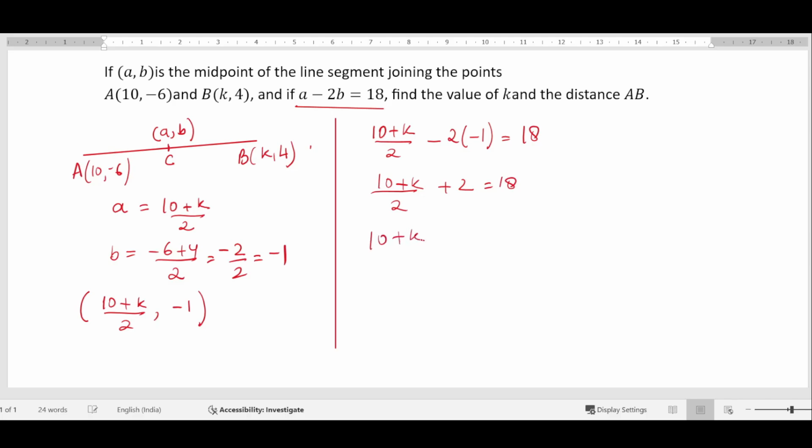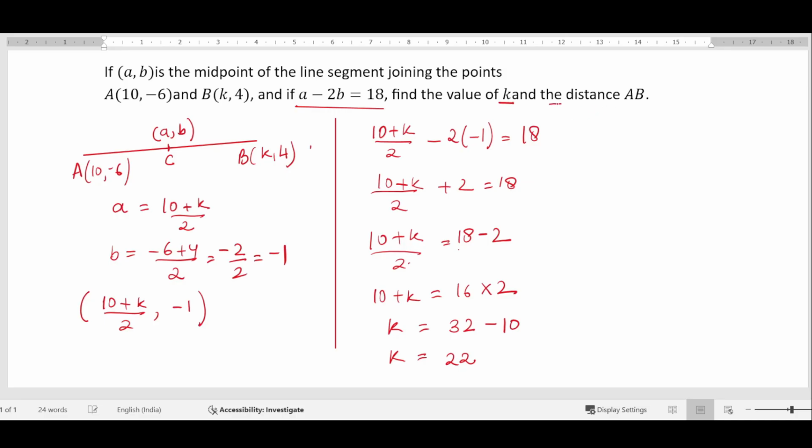So (10 + k)/2 + 2 is equal to 18. (10 + k)/2 is equal to 18 - 2. 10 + k is equal to 18 - 2, which is 16, and this 2 will go to the other side, so it will become 16 into 2. k is equal to 16 times 2, which is 32, minus 10. k is equal to 32 - 10, which is 22. Now the value of k has been found.